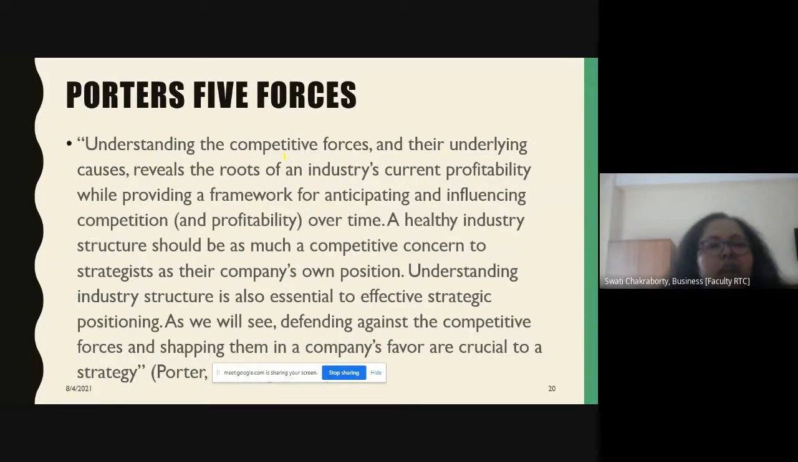Okay, so Porter's five forces, right? Five forces means there are five factors which affect or influence the performance of an industry, right? For a healthy industry, it should be very competitive, and competitive not just as an industry as a whole, but also when we talk of individual firms, their position. So it has to be competitive enough. And so one has to understand the industry structure to come up with a proper strategy, right?